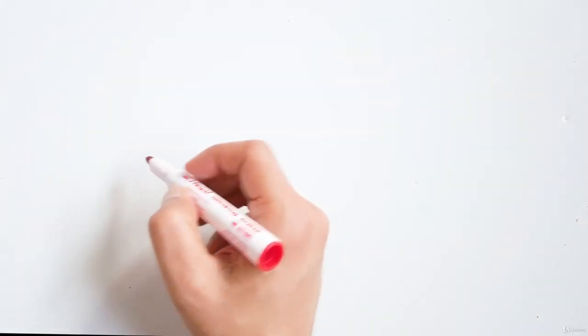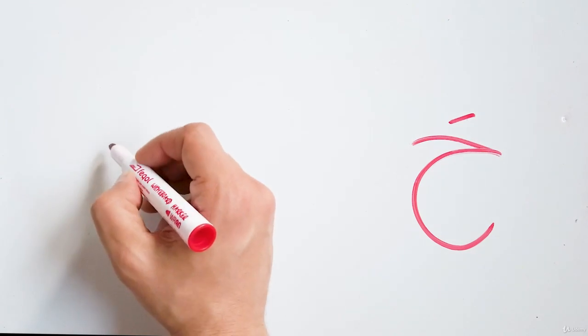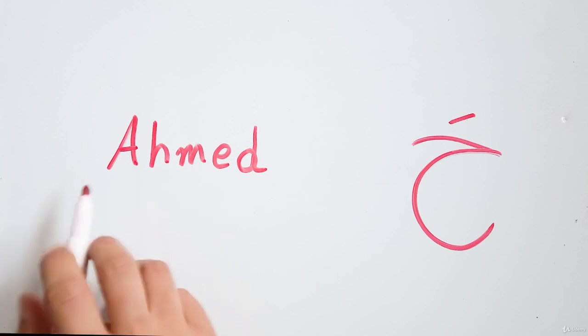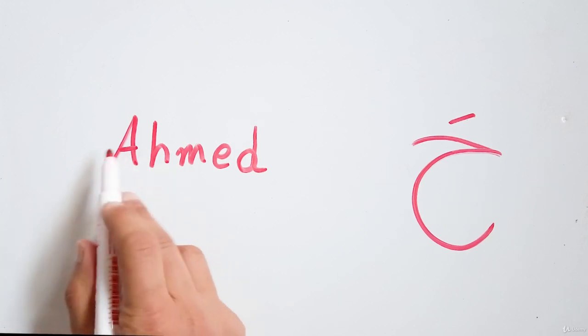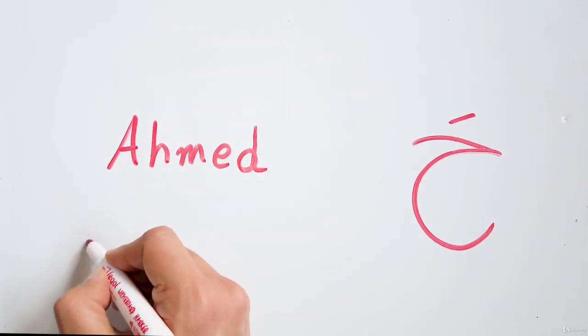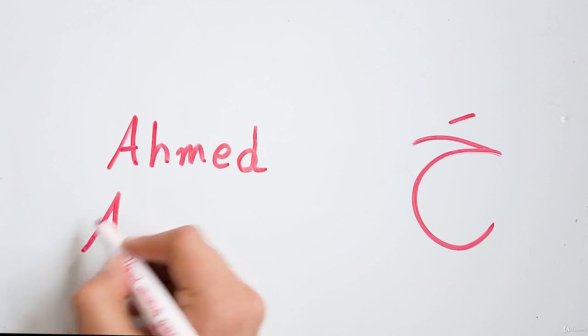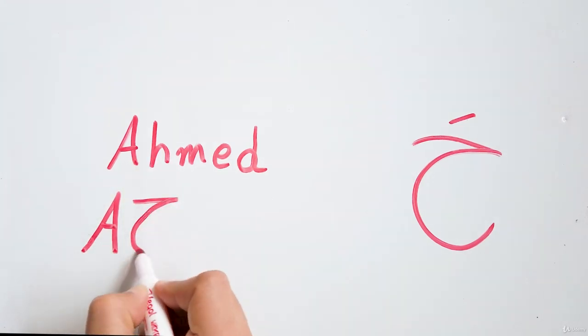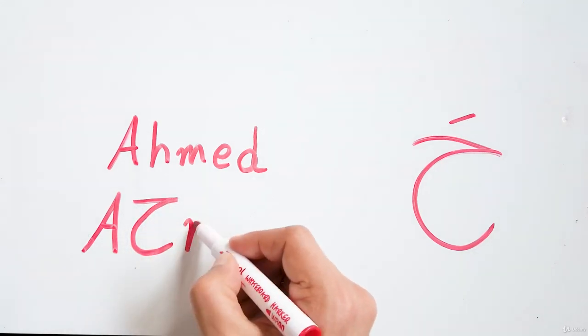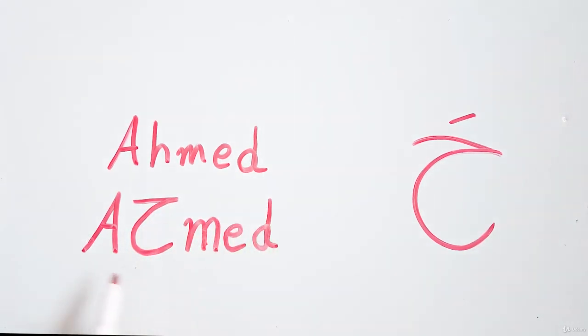Let's check another example. Let's see this example together. Do you know this name in Arabic? Ahmed, right? All foreigners, all non-Arabic speakers pronounce it Ahmed. But actually it is not Ahmed. Pay attention. Here we don't have H. We have ha. Let me complete the word. So the name is Ahmed.